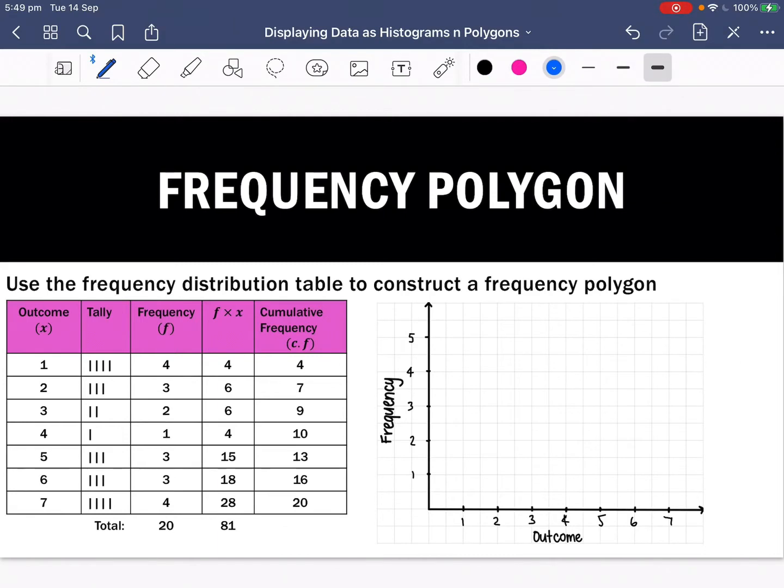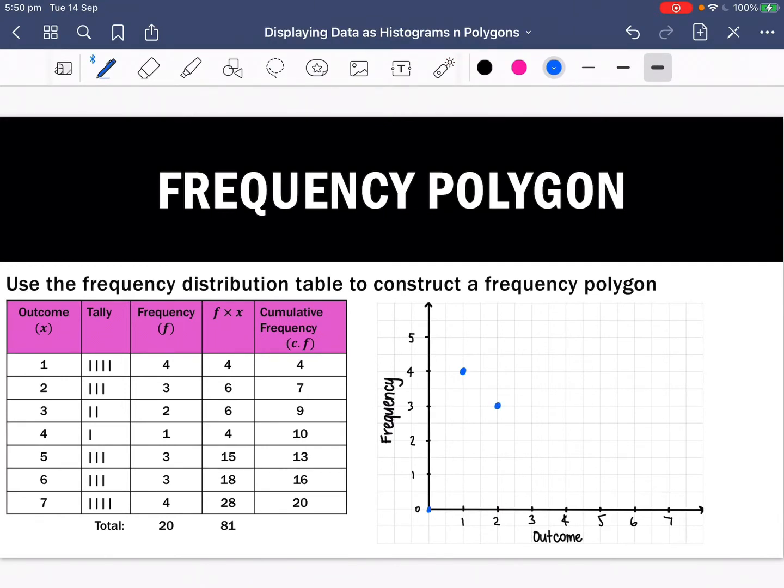So for our frequency polygon, what we do is we start at our 0. So our 0 is here. We put a dot at 0 and we always start where the two axes meet. Then we look at our outcome of 1 and it has a frequency of 4. So from our 1, we go up to 4 and then we put a dot there. We then look at our outcome of 2. It has a frequency of 3. So we go up and we put a dot at 3.